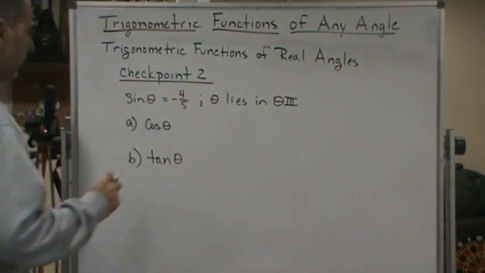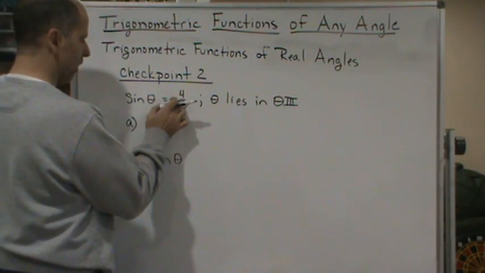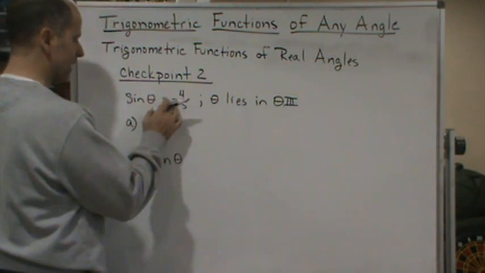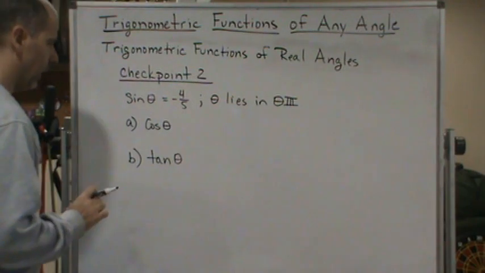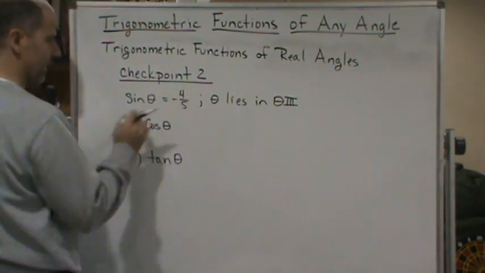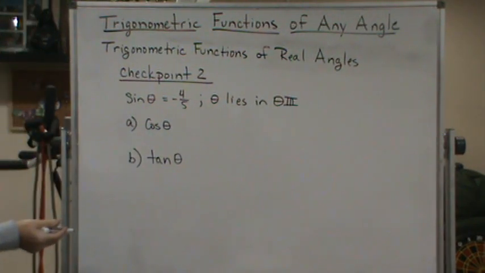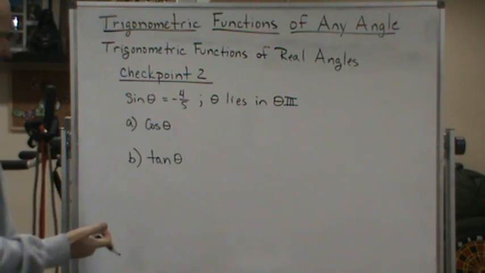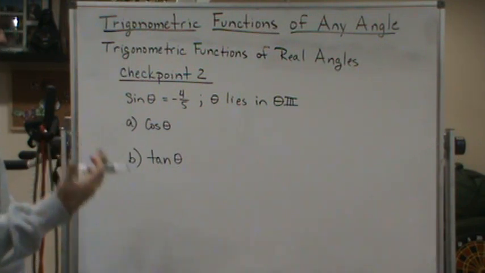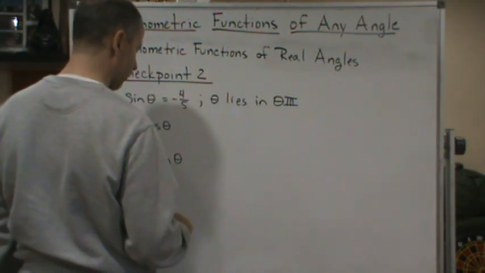All right, here we go. So now sine is -4/5. So sine is negative, so we know, well, we're in the third quadrant, so sine is negative in the third quadrant because again, opposite over hypotenuse, y over r, so y is negative in the third quadrant.